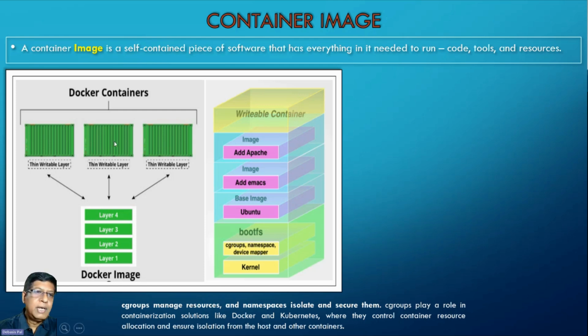Similarly, here also, let's say this is a container. This container has thin writable layers. The Docker image is made up of layers, layer 1, layer 2, layer 3. Each of the layers is a software layer, because your image is nothing but your application. Maybe this is a very lightweight operating system. On top of it, there is a web layer. Let's say this is Nginx or Apache Tomcat.